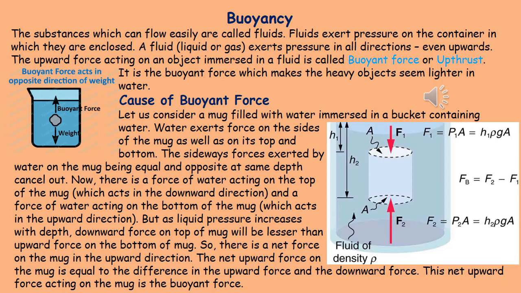So F1 and F2 are two forces which are acting against each other. So the net force in vertical direction should be F2 minus F1, because F2 has the greater value. So there is a net upward force acting on the mug, which is equal to the difference between the upward force and the downward force. This net upward force acting on the mug is known as buoyant force.